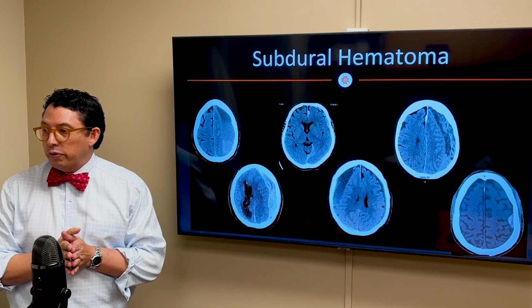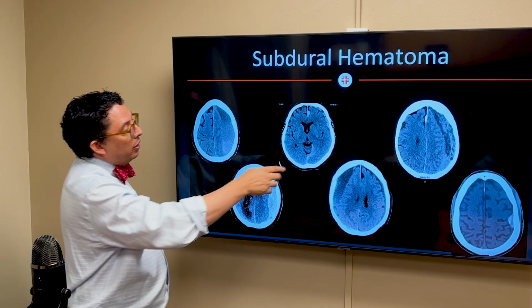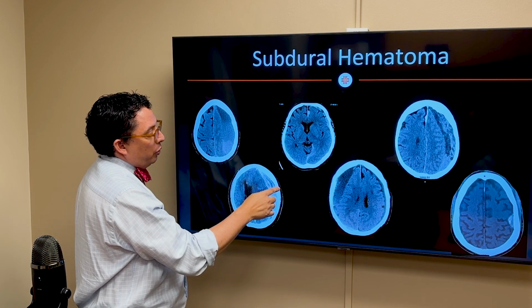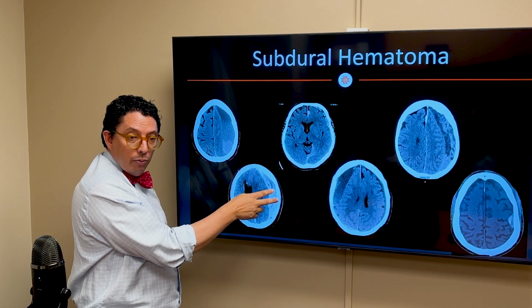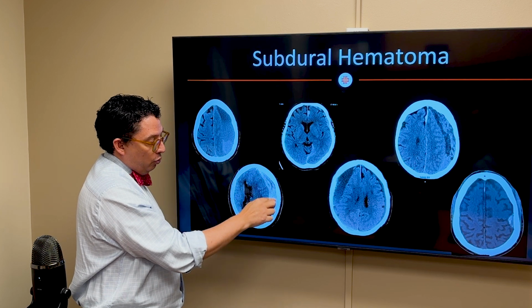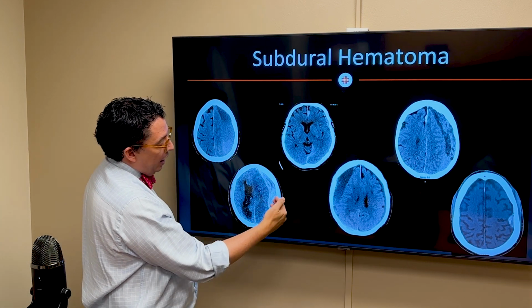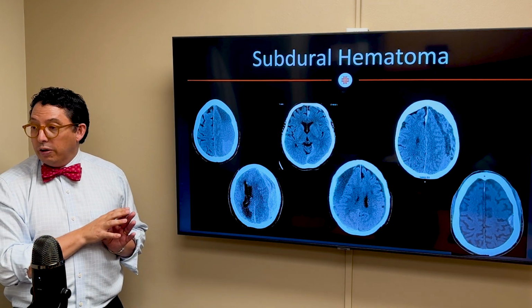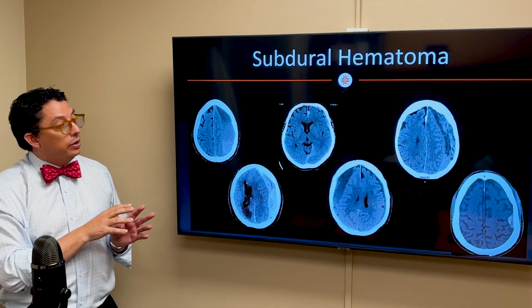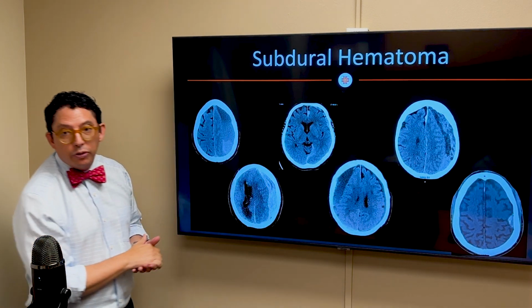Is it crossing the sutures? So remember the sutures of the head. It is crossing. The easiest suture here to see is the coronal suture between the frontal bone and the parietal bone. It would be there. It's crossing sutures. It has this crescent shape, and it is pushing the bone. These are all different subdurals here. So these are 6 different cases with 6 different flavors of subdurals.